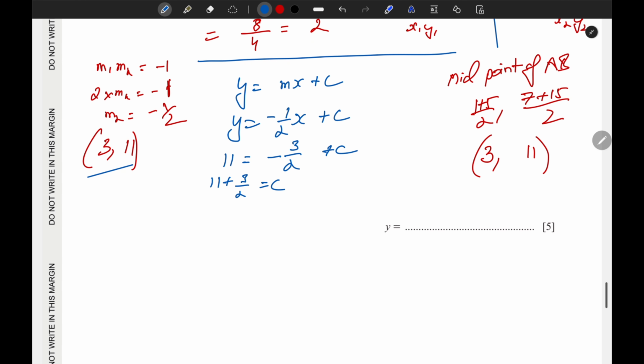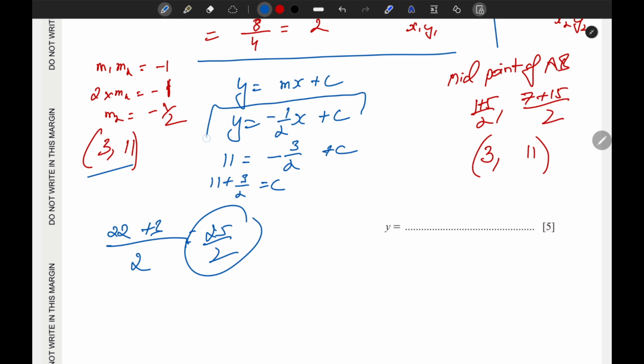So we have to solve this: 11 plus 3 by 2. We take the LCM as 2. So this becomes 22 plus 3, which is 25 by 2. Hence the value of c is 25 by 2. So we can substitute it over here, so y is minus 1 by 2 x plus 25 by 2.